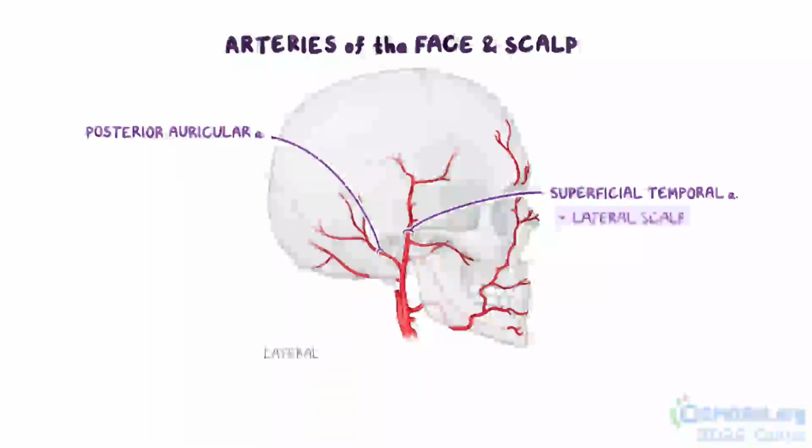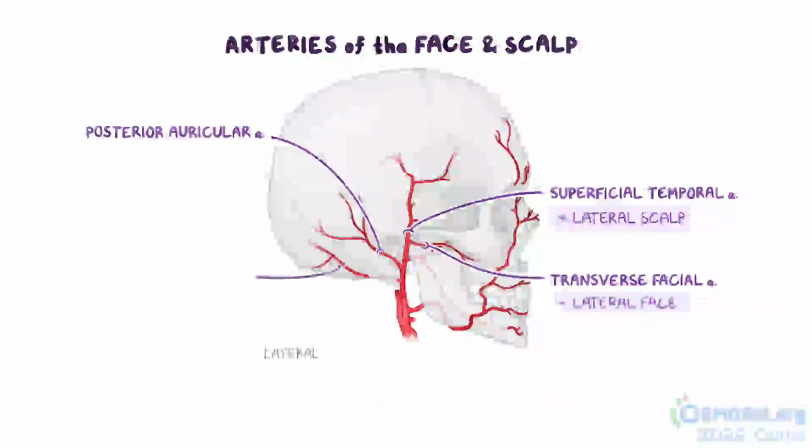The superficial temporal artery also gives rise to the transverse facial artery, which passes through the parotid gland to supply the lateral face. The occipital artery arises from the external carotid artery, superior to the facial artery, and travels posteriorly, reaching the occipital region to supply the scalp posterior to the vertex.